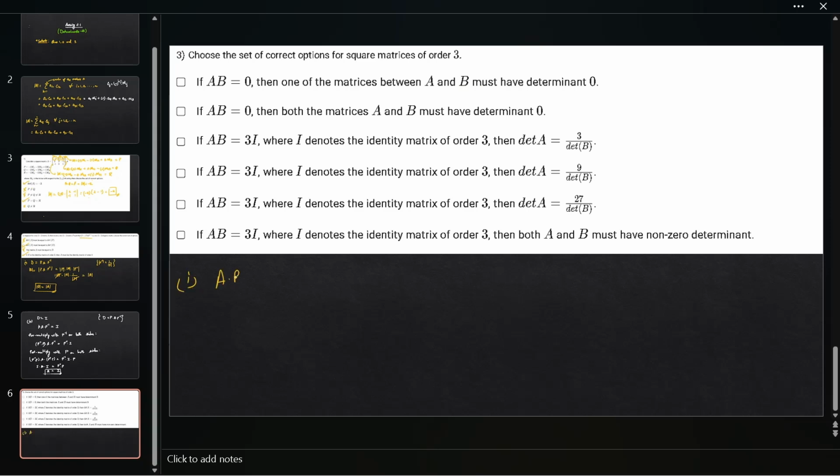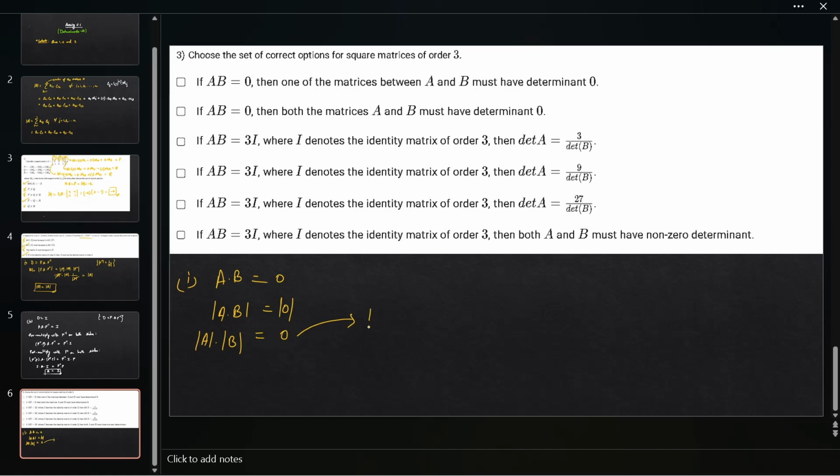So if we have A times B equal to 0, and we take determinant on both the sides, it would be determinant of A B equal to determinant of 0 matrix, which is equal to 0, and determinant of A times B is equal to determinant of A times determinant of B. Now, you have two entities and the product of two scalar values is equal to 0. That means there are only three possible cases.